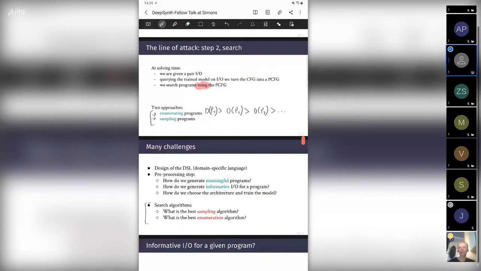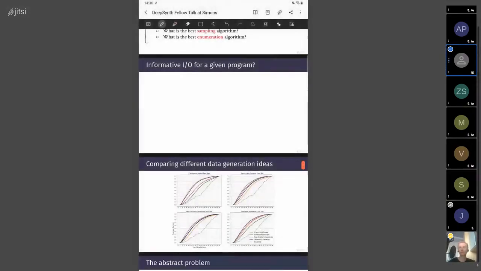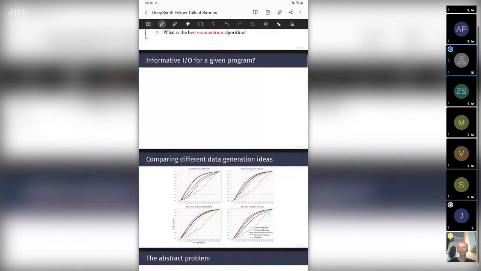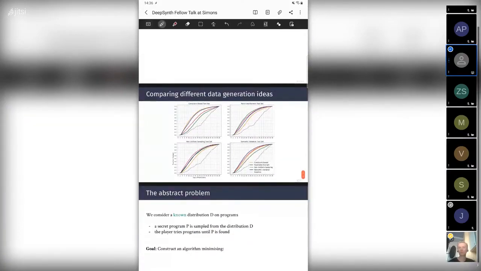Okay, I'll just keep this idea. I have some slides here about the pre-processing step. I think that's another very interesting question, but I want to skip it for now, unless we want to discuss that later. This is just some ideas saying that data generation is also something that should be discussed and looked at carefully, and better data generation ideas can lead to better performance overall. So let me go to the other thing, which is this search question.